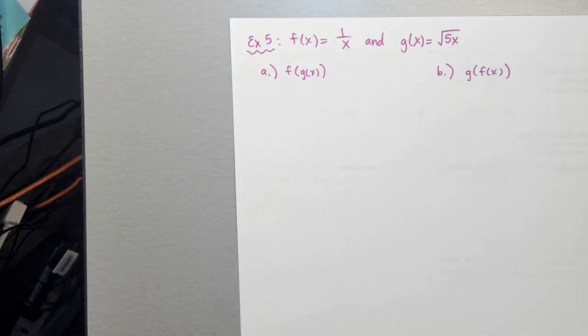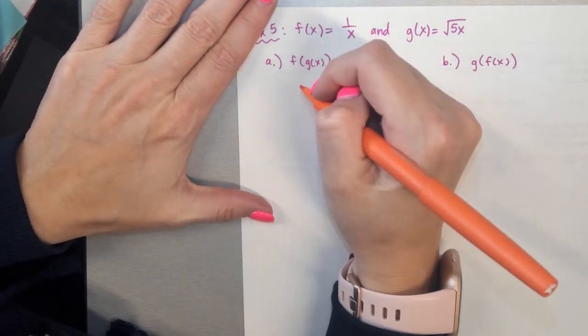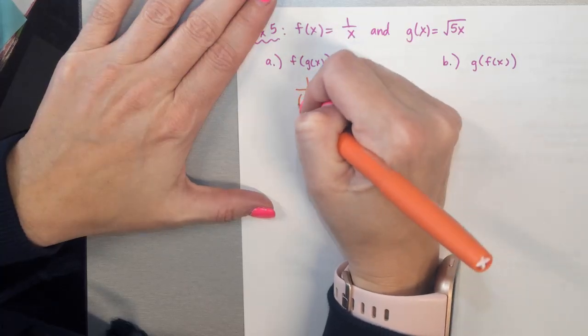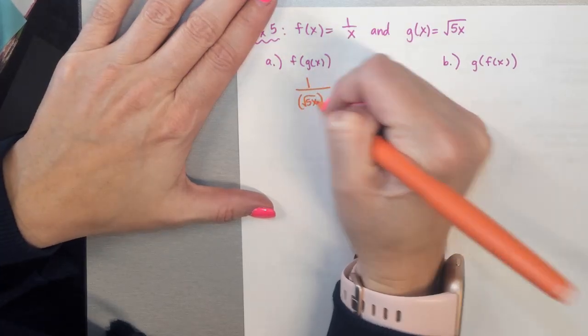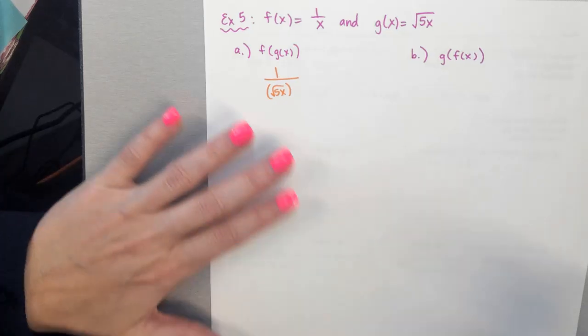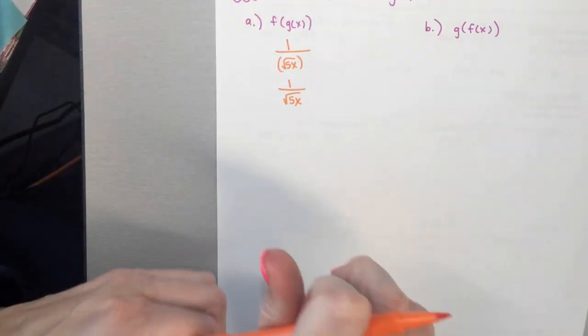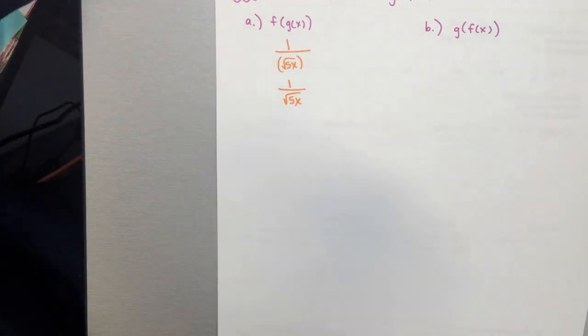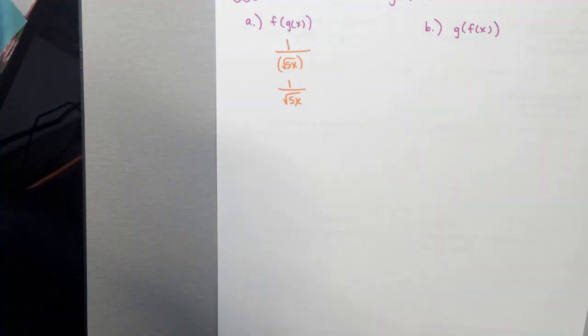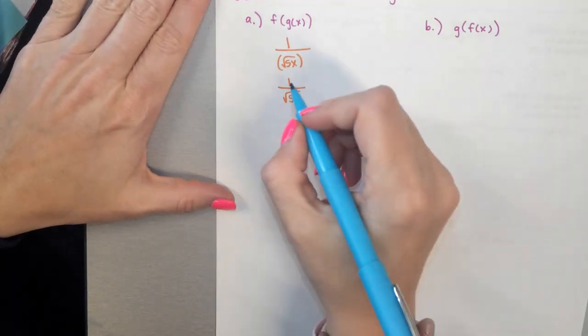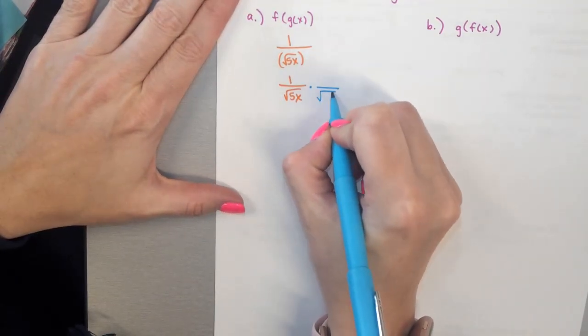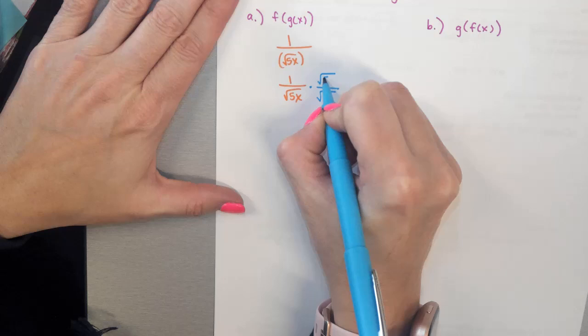Okay, so you guys are doing a really nice job with the setup. You have 1 over, and then instead of x, you put the square root of 5x. Don't worry if you don't have the parentheses, that's fine. Now remember, if there's a radical in the denominator, how do we simplify? Yeah, you multiply, so we're going to multiply by what? Square root of 5x over the square root of 5x.